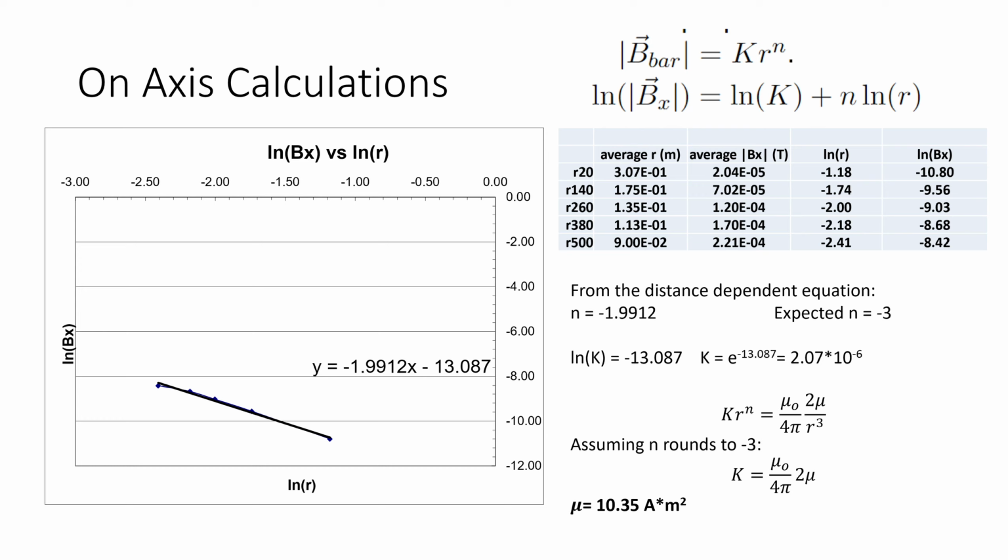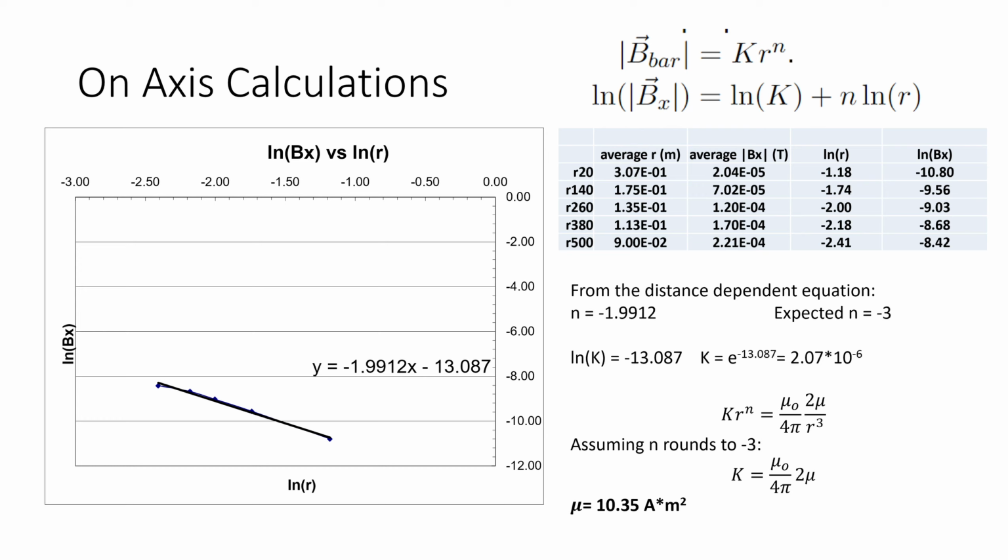If we plot the natural log of r and of the magnitude of the magnetic field, we're able to get a linear relationship where we see that the slope is negative 1.99, which is equal to n, and this is a little bit of a deviation from the expected n value of negative 3. We're also able to see that the y-intercept is equal to ln K, which is negative 13.08, and our K value is going to be 2.07 times 10 to the negative 6.